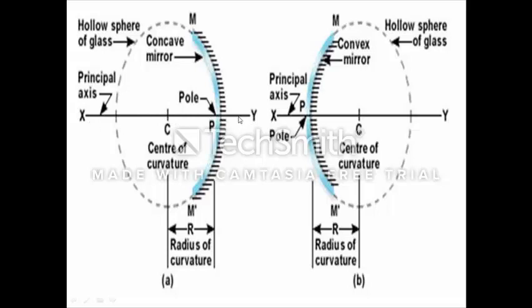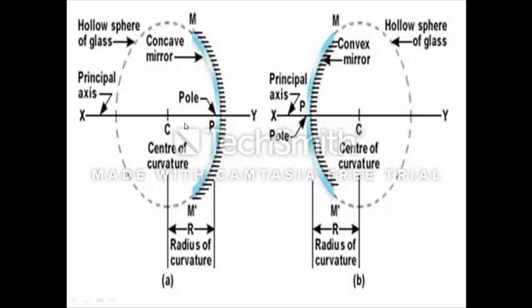That line, xy, the line joining the center of curvature and the pole, is known as the principal axis. And the distance from the center of curvature to the pole is denoted by r, and that is known as the radius of curvature.